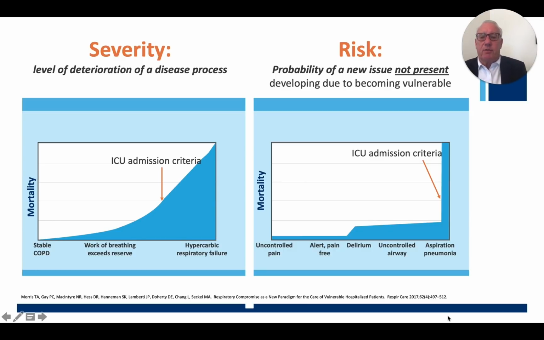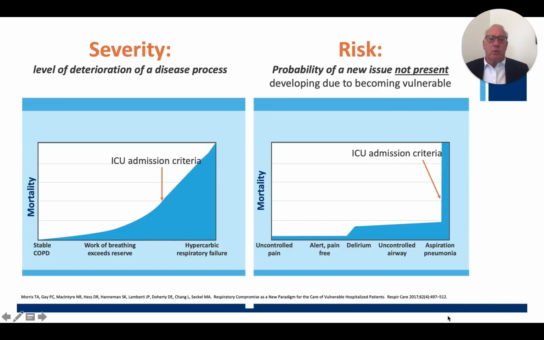When I think of severity as it relates to the deteriorating process, again, mortality against symptoms. The severity is a stable COPD patient who suddenly has underlying acute disease and work of breathing exceeds their reserves. In time, they will go into hypercarbic respiratory failure, and again, you can see where it says ICU admission as it progresses along this spectrum of severity.